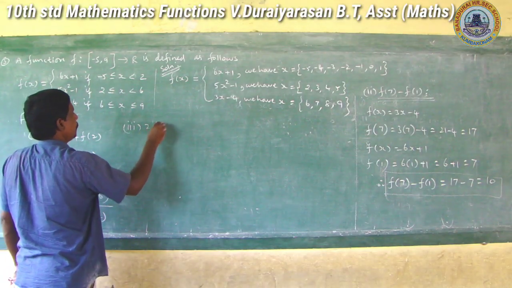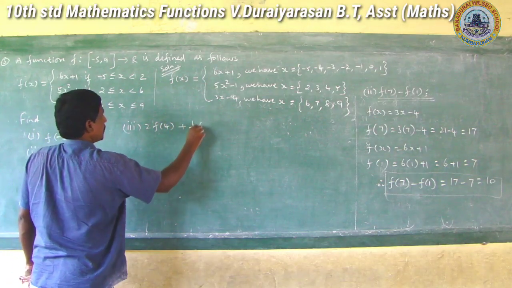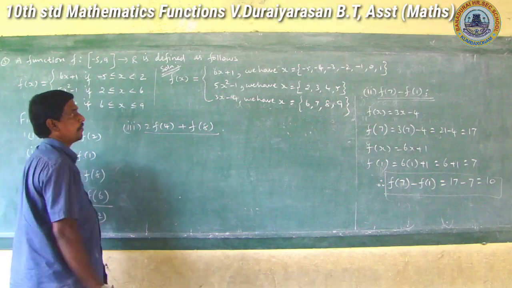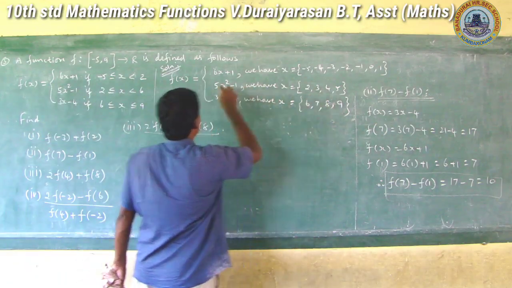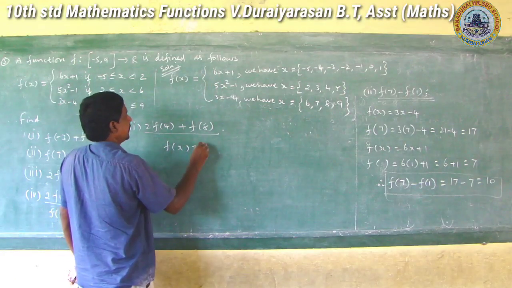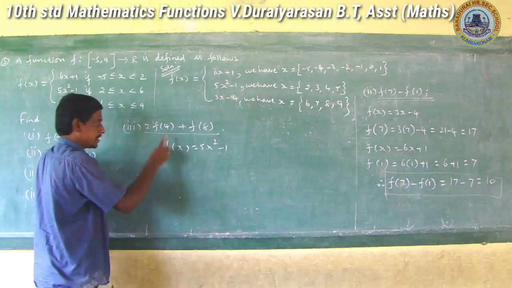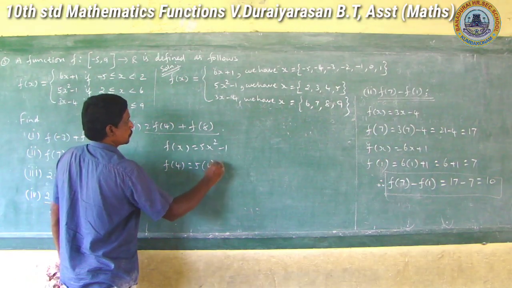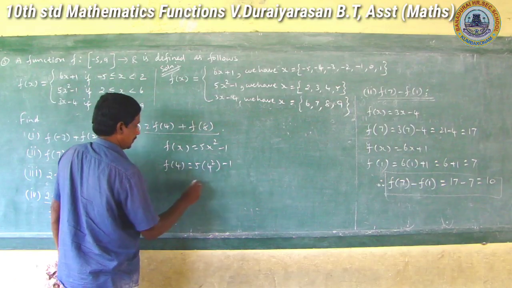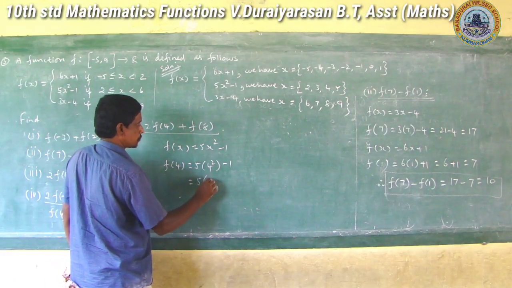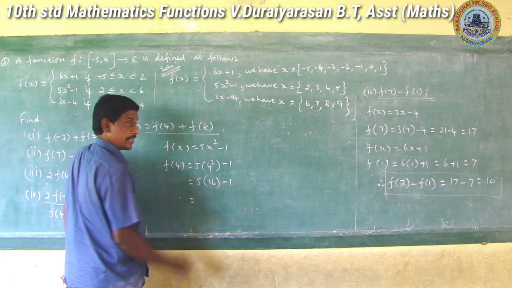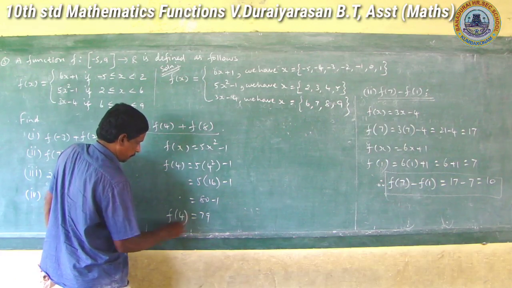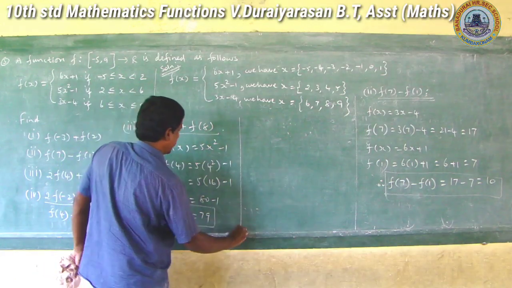Question number 3. 2 into f of 4 plus f of 8. f of 4, the applicable function is f of x is equal to 5x square minus 1. Substitute x is equal to 4. f of 4 is 5 into 4 square minus 1. 4 square is 16, 5 16s are 80, minus 1. So 79. f of 4 is equal to 79.